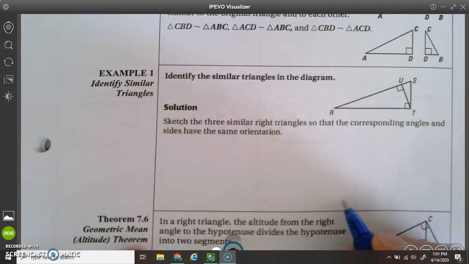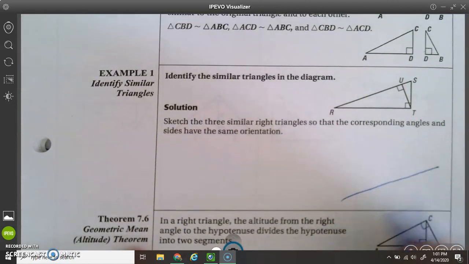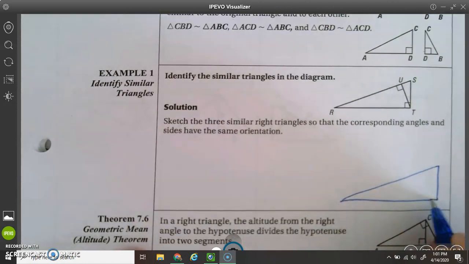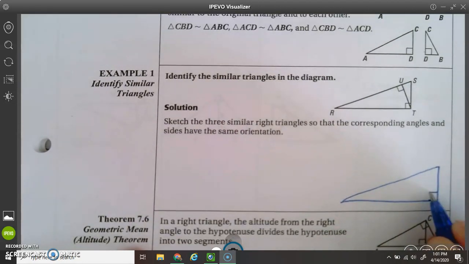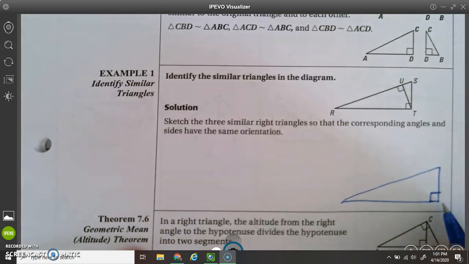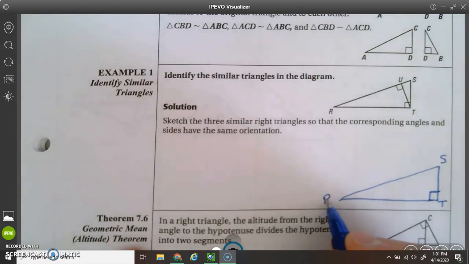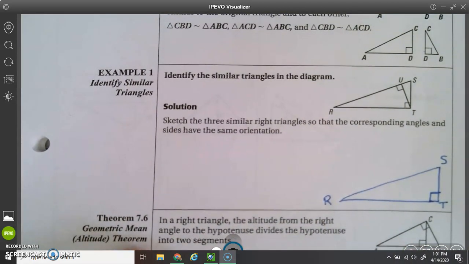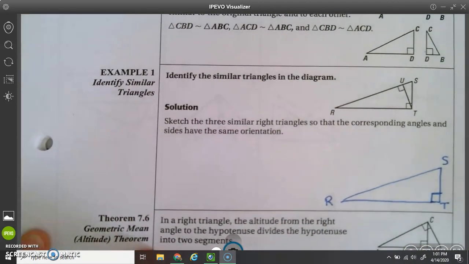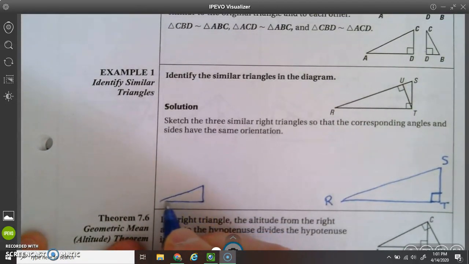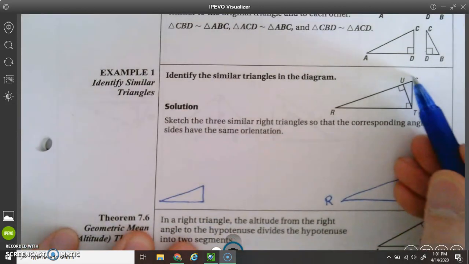So looking at this largest triangle, we've got something that looks like this. And so notice that this is the orientation that all of the other triangles need to follow. That's point T. T corresponds to the right angle, then S, and then R. So now I have two other triangles. Let's do the smallest triangle. Again, it has to have the same orientation. The smallest triangle is this triangle right here.